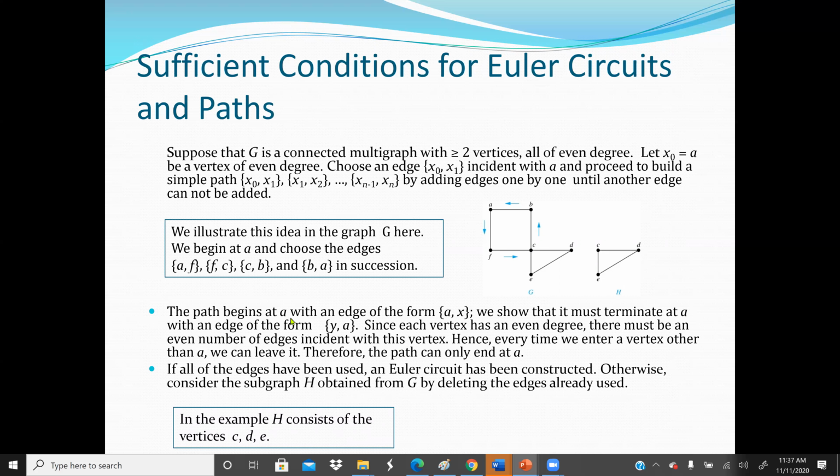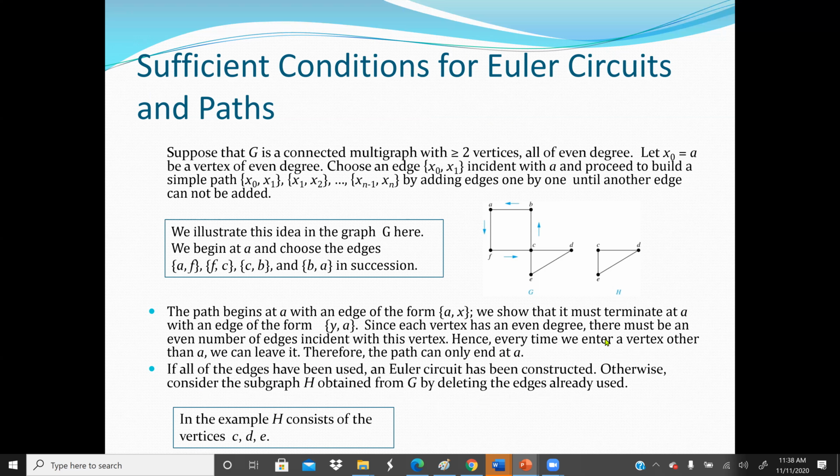Now the path begins at A with an edge of the form AX. We show that it must terminate at A with an edge of the form YA. Since each vertex has an even degree, there must be an even number of edges incident with this vertex. Hence, every time we enter a vertex other than A, we can leave it. Therefore, the path can only end at A. Now, if all of the edges have been used, an Euler circuit has been constructed. Otherwise, we should consider a subgraph H obtained from G by deleting the edges already used.